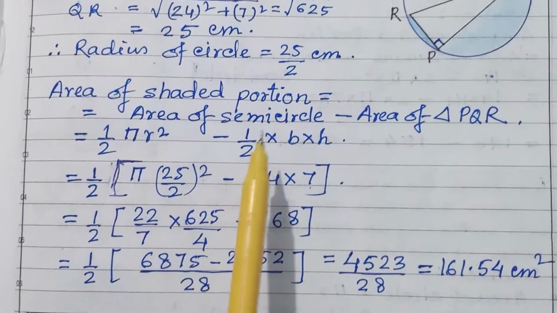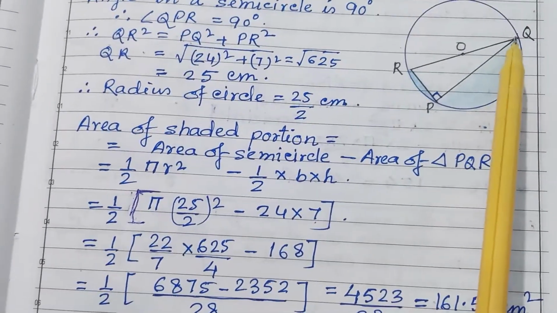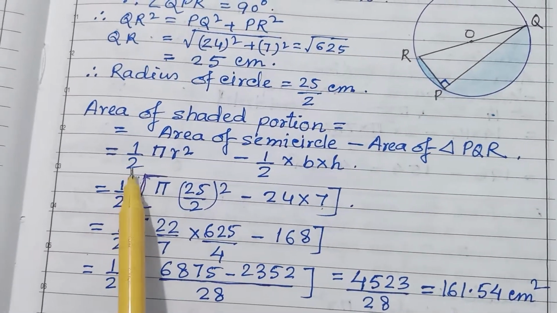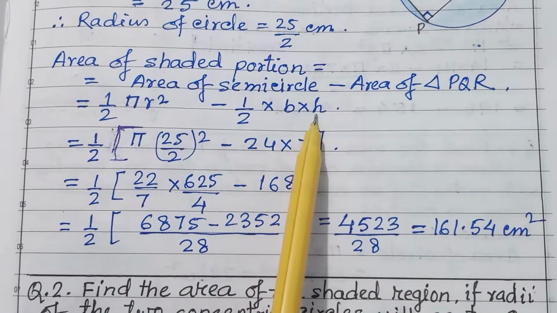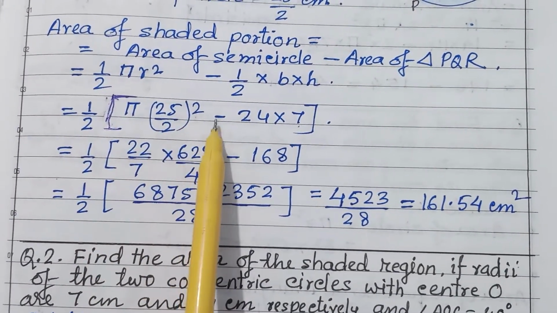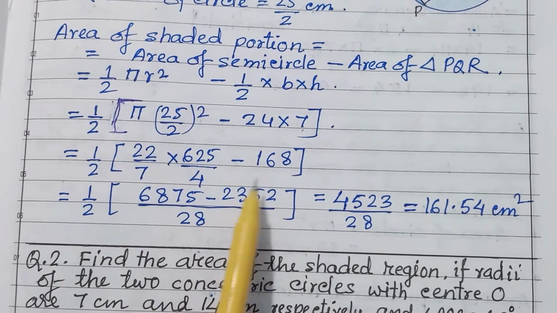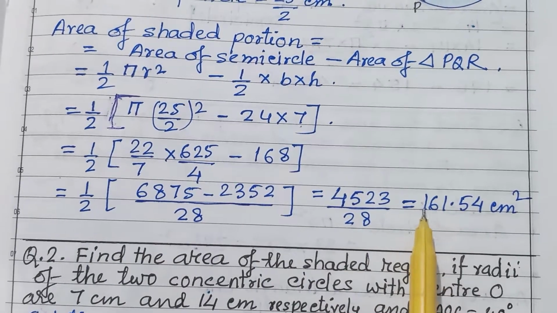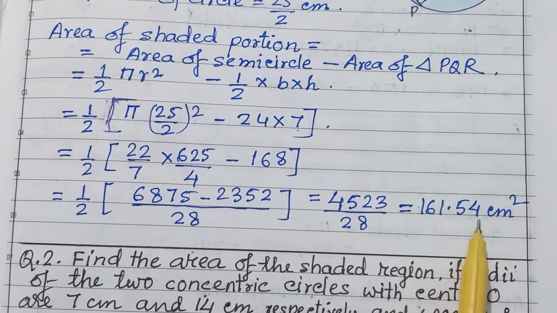Area of the shaded portion is the area of the semicircle minus the area of this right angle triangle. Area of semicircle is half pi r square, minus half into base into height. So it is half common, pi r square minus base into height, 24 into 7. By calculation it is coming as 4523 upon 28, which is equal to 161.54 centimeter square. This is the area of the shaded part.